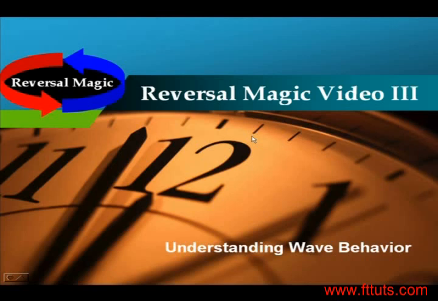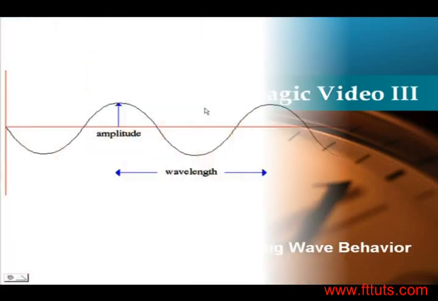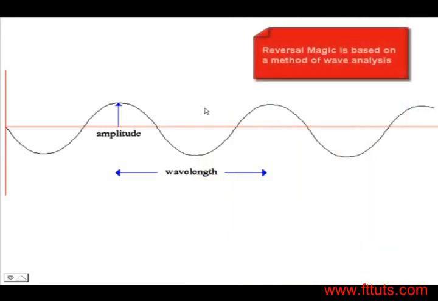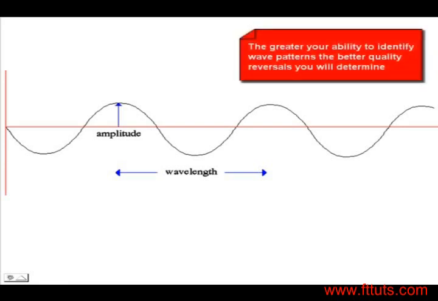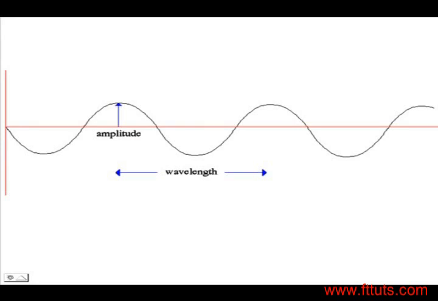Reversal Magic training video number 3. Understanding wave behavior. Reversal Magic is based on a method of wave analysis, that is, the triangulation of wave interactions. Your ability to identify wave patterns within the market will play a key role in improving the quality of reversal signals you obtain. So therefore, let's examine some aspects about waves and how Reversal Magic works with it in order to give you your signals.